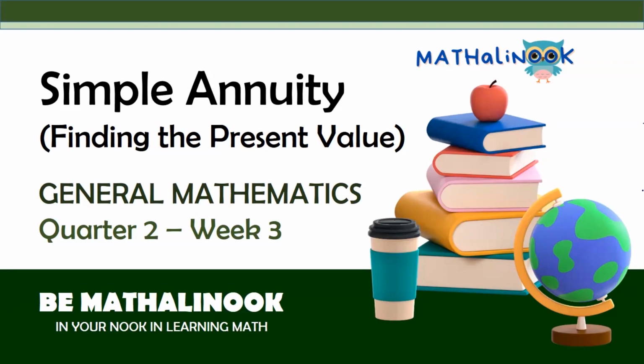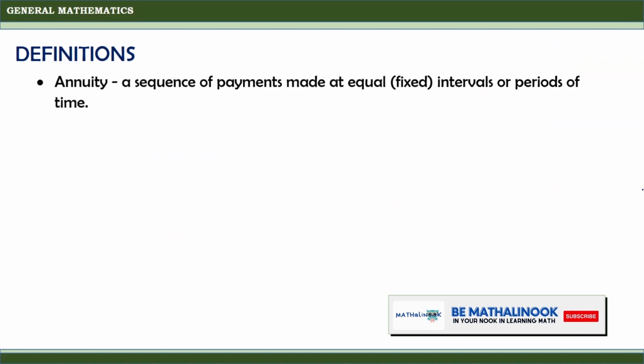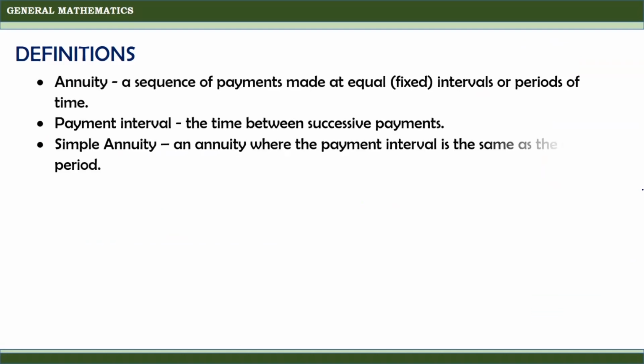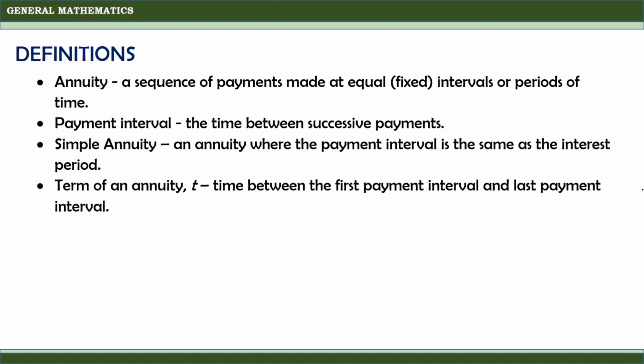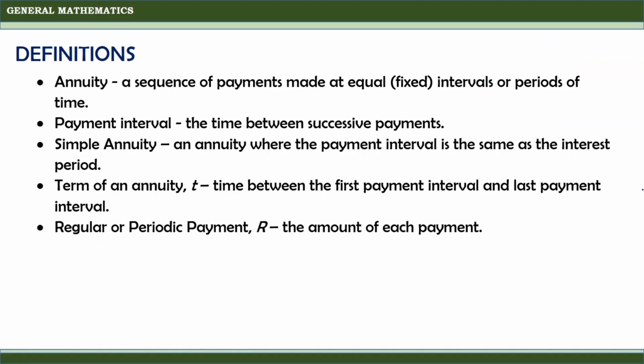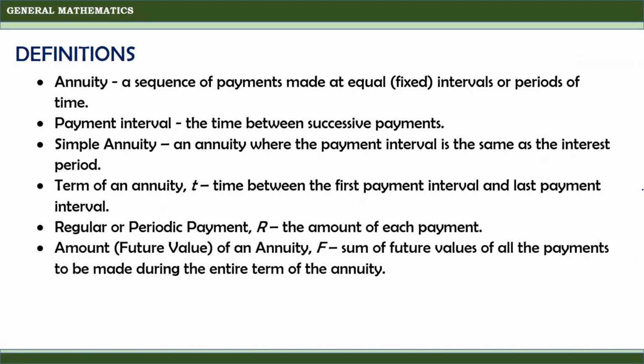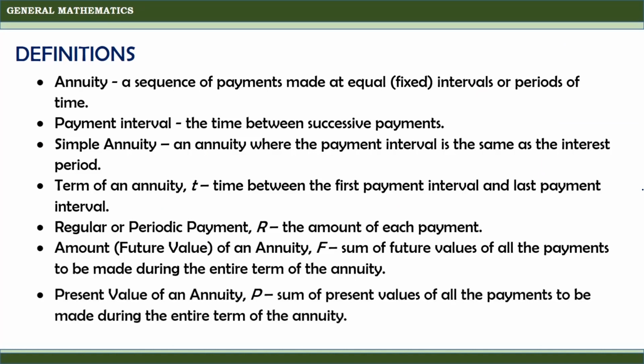Good day everyone! In this video, we will discuss simple annuity, specifically finding the present value. In the previous video, we have defined the following terminologies that are important in studying annuities. We have the annuity, the payment interval, the simple annuity, the term of an annuity which is represented by T, regular or periodic payment represented by R, amount or future value of an annuity represented by F, and the present value of an annuity which is represented by P.